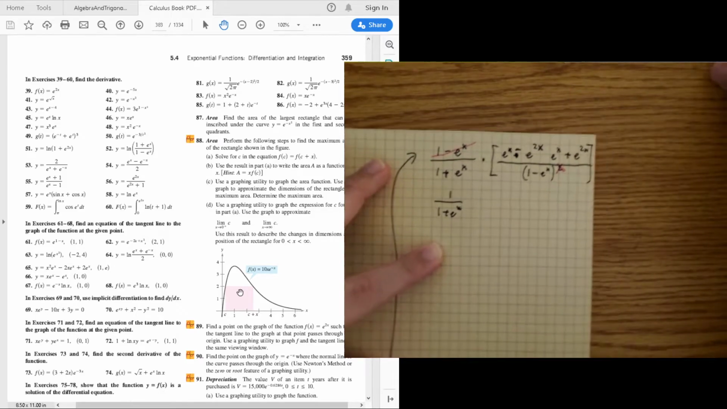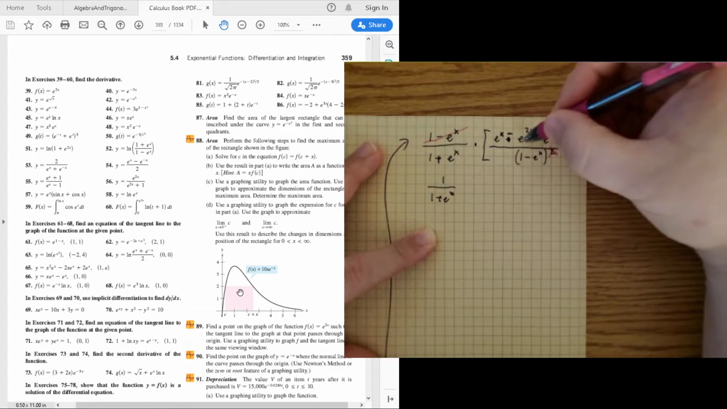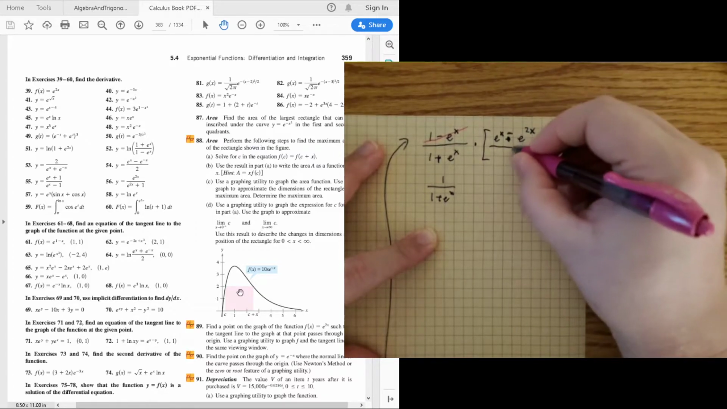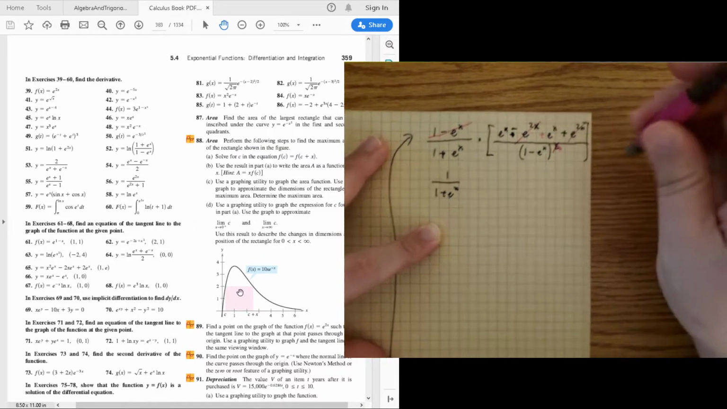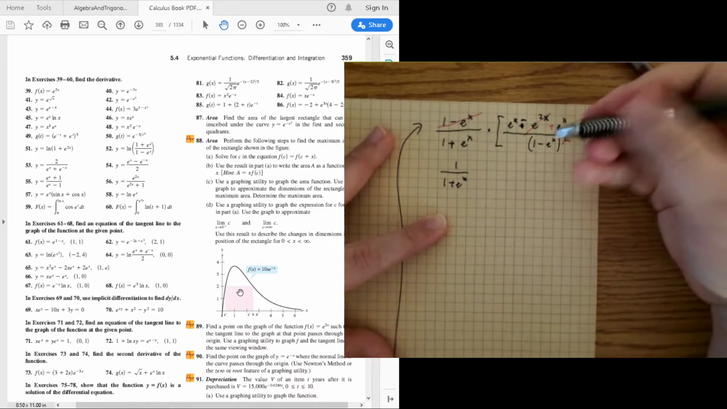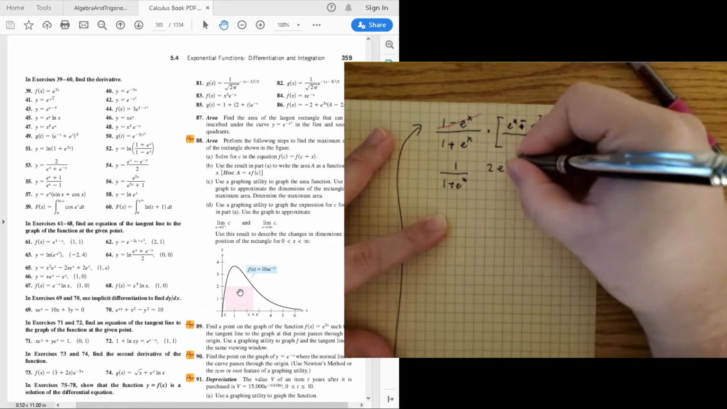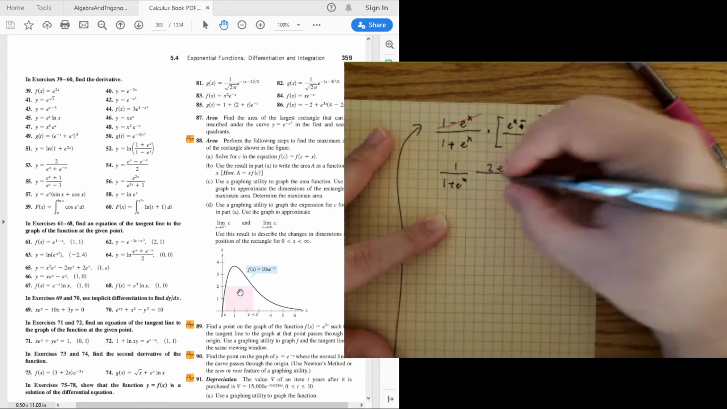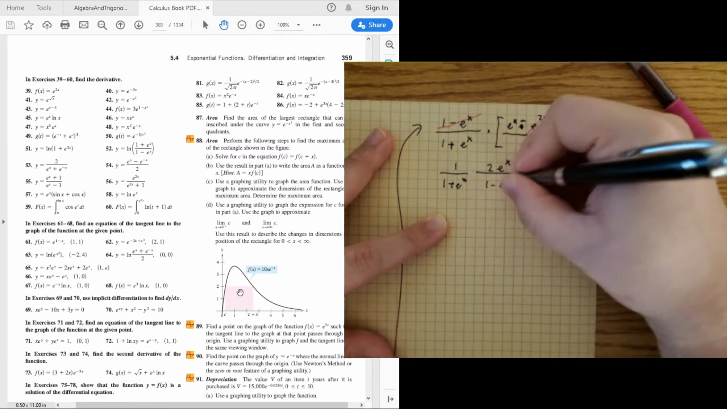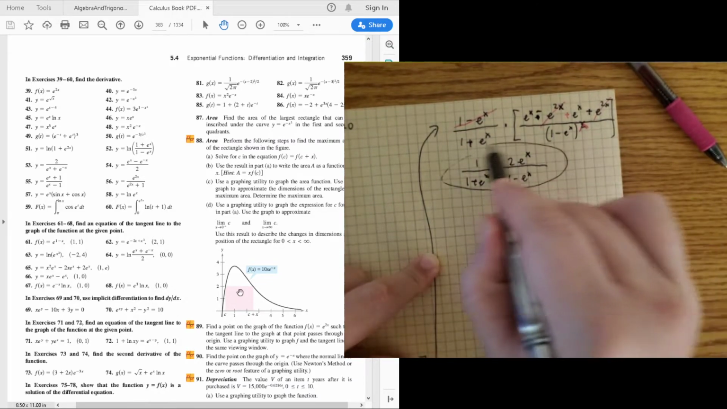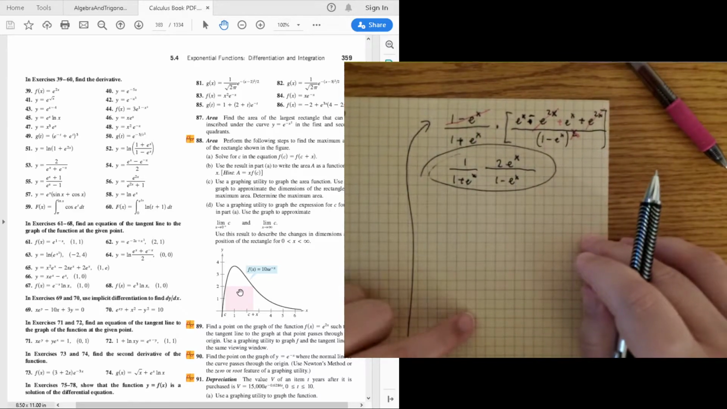Okay, inside this function, I have e to the x minus e to the 2x plus e to the x plus e to the 2x. We have e to the 2x and negative e to the 2x. Those are going to cancel. Leaves me with 2 e to the x over 1 minus e to the x. And this right here, I am perfectly fine leaving it right there. There's not much farther I want to go with it.